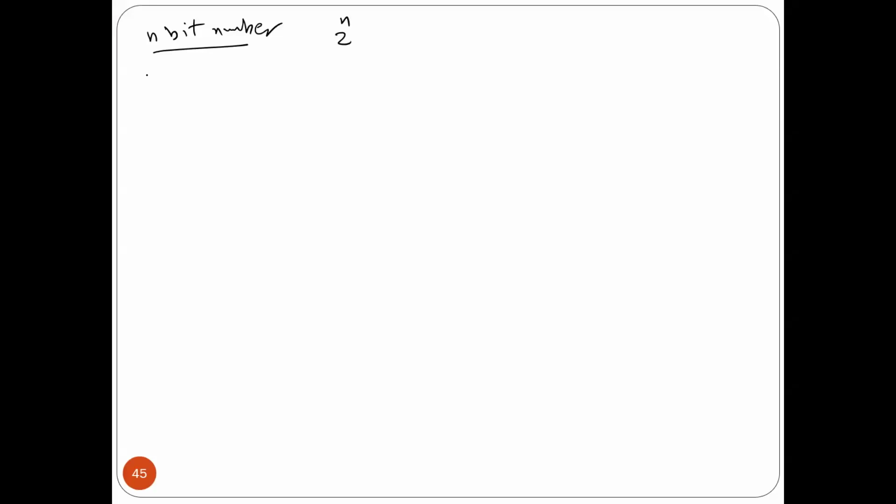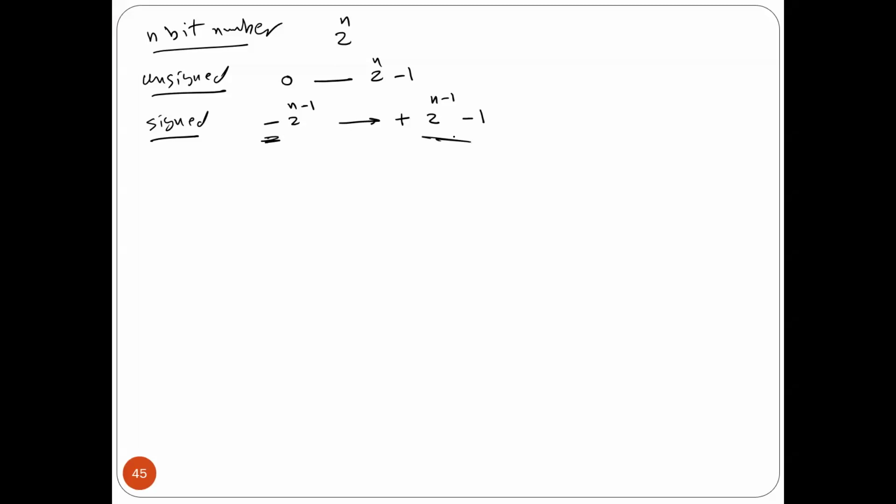And then I told you if this number is an unsigned number, that means in an n-bit number I can store numbers from 0 until 2 to the power of n minus 1. This is the minimum, this is the maximum number. If the number is signed, you can store numbers from negative 2 to the power of n minus 1, all the way until positive 2 to the power of n minus 1, minus 1. So negative is one more than the positive. That's what I told you last time. This is general for any value for n.